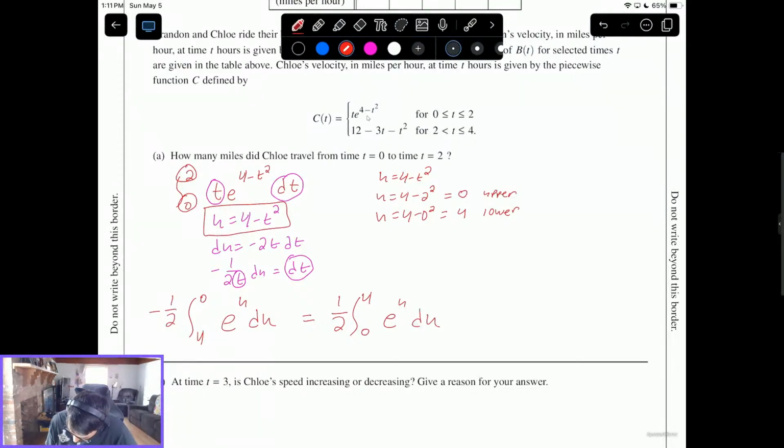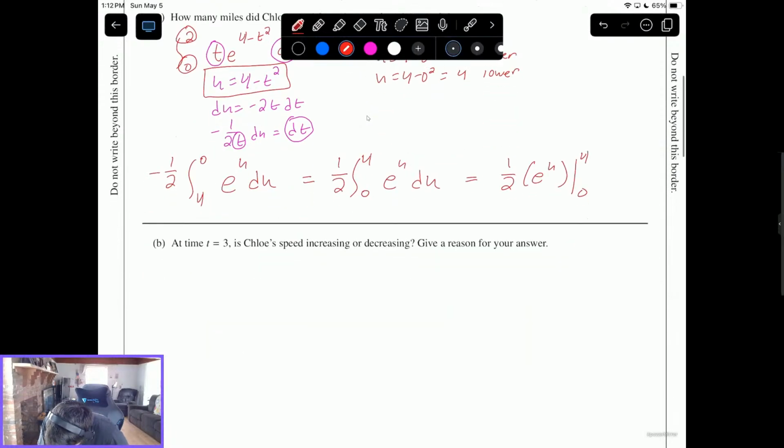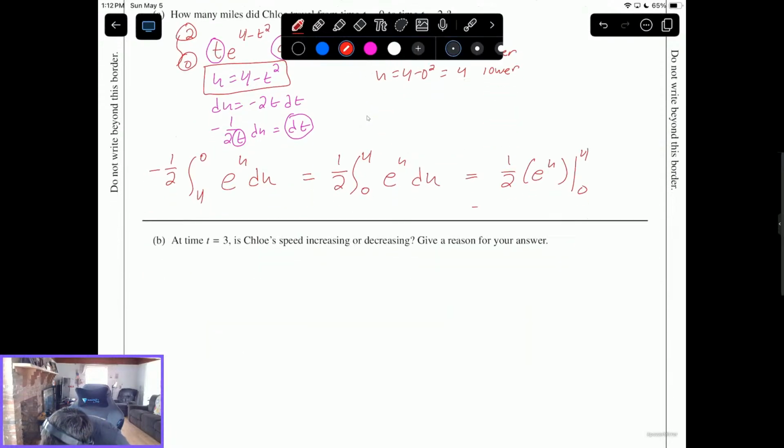So now we're actually just going to take the antiderivative. This thing right here is just going to be 1/2 e to the u evaluated from 0 to 4, because of course the antiderivative of e to the u is e to the u. I'm going to plug in my upper bound and my lower bound. So this is going to equal, this might not be the most organized, but I suppose I can just keep going underneath here.